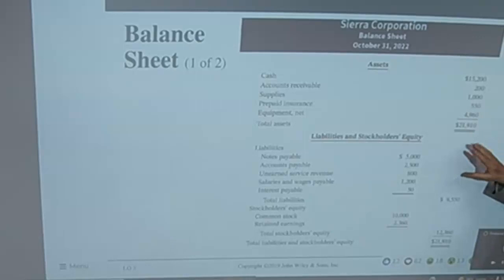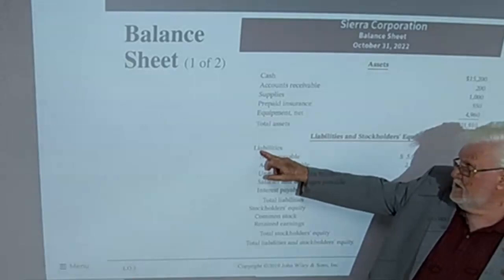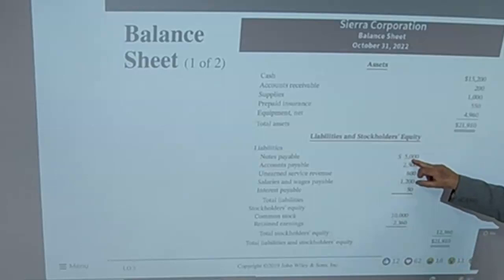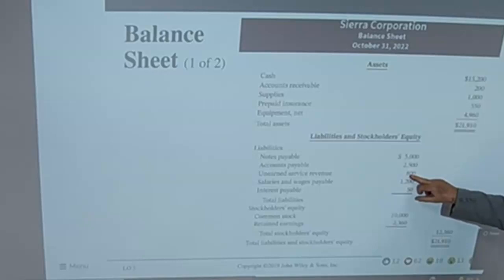So there's going to be a listing of two things, liability and shareholders' equity. So we start with liabilities. Notice the heading and indenting. Notes payable, accounts payable, unearned service revenue. I'll explain all these as we go through. Salaries and wages payable, you know that. Liabilities basically are payables and interest payable.